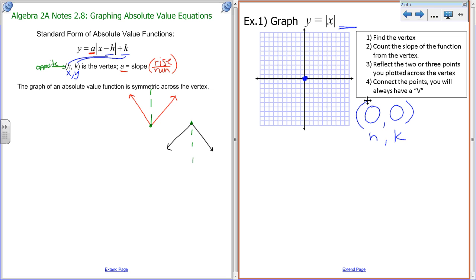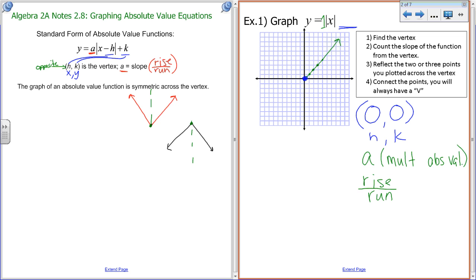I now need to count the slope, which means you should probably find the slope of the function. That's your a value. So a is what you're multiplying the absolute value by. All right? If we look at our absolute value, we aren't multiplying it by anything other than 1. We have 1 times the absolute value of x. So we're going to have a rise and run of 1. So from that vertex, we're going to count up 1 over 1. And we're going to make this graph. This is pretty easy.